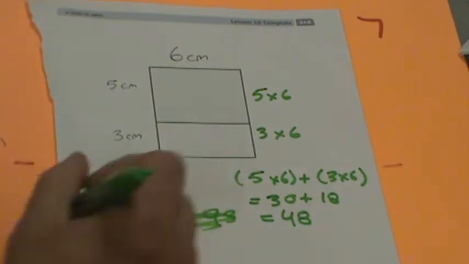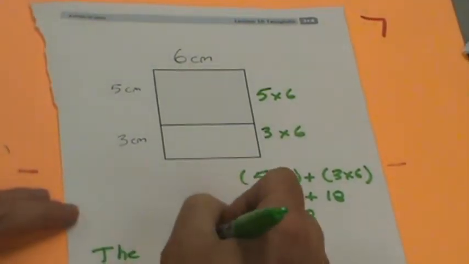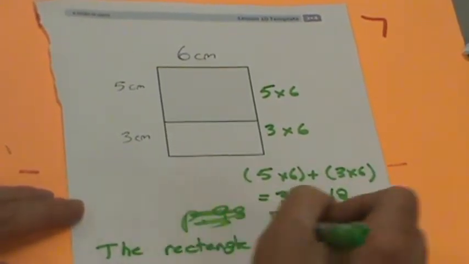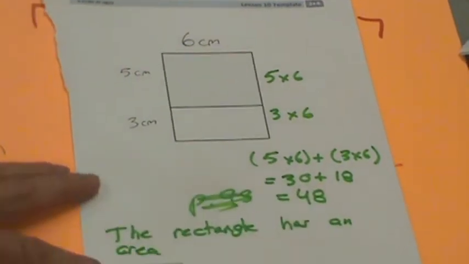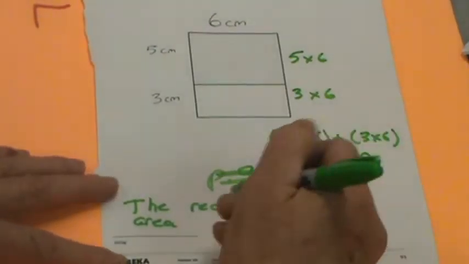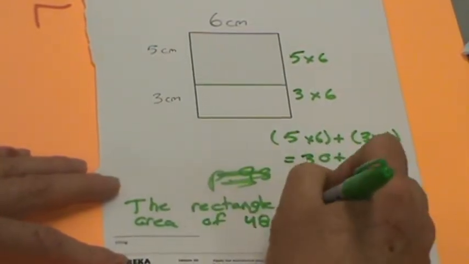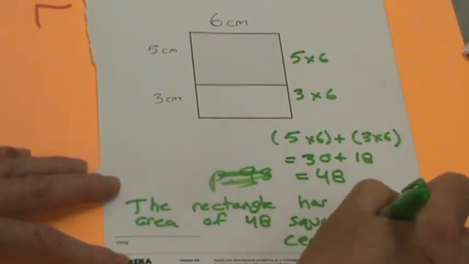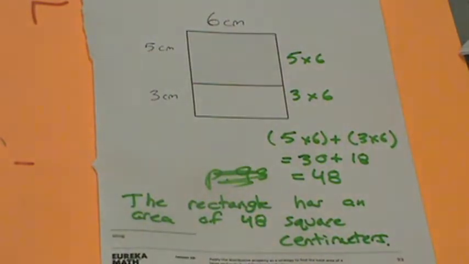So we can say the rectangle in its entirety has an area of 48 square centimeters. So the area of that is 48 square centimeters. Go and pause that if you need to write all that down, because in Eureka Math we read, draw, and write. Alrighty, let's go ahead and flip this over.